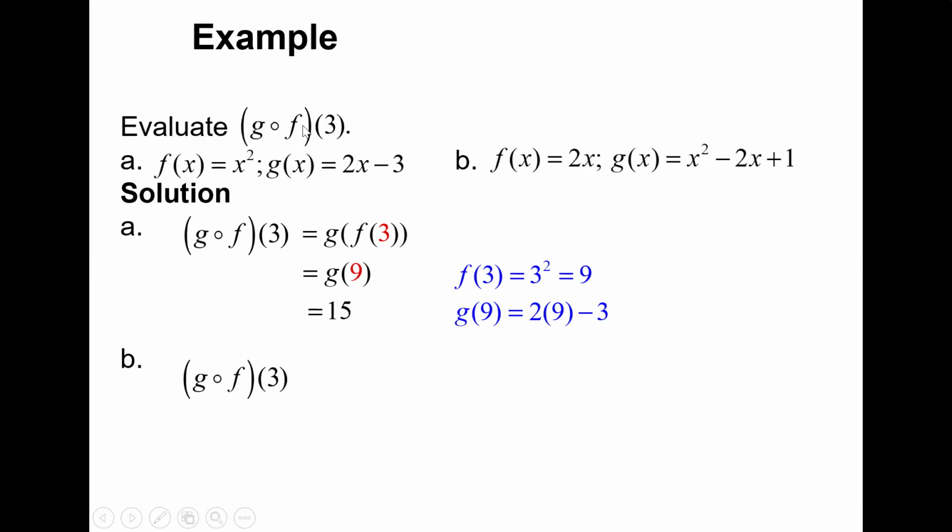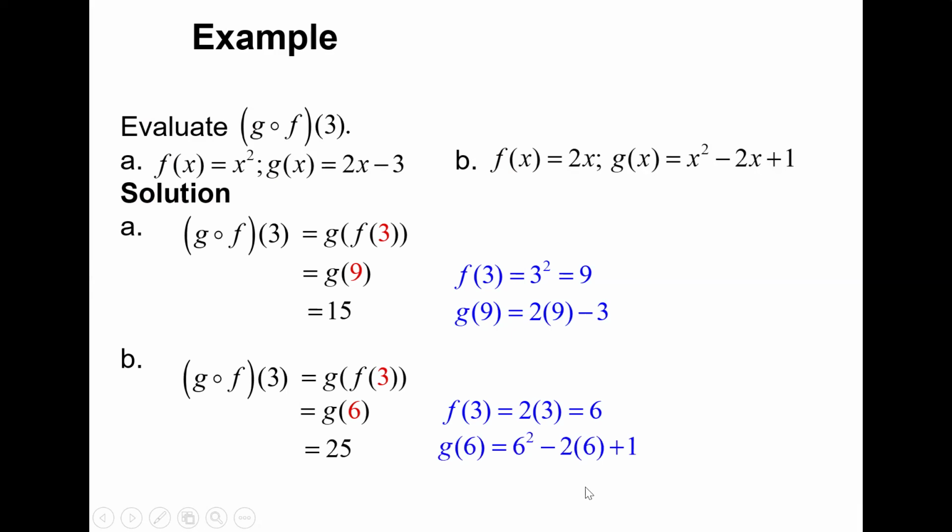You have to read which way it goes: plug the number into the closest function first, get that answer, then take that answer and plug it into the other function. So what about this one? Same thing. We plug 3 in here, which gives us 6. Then we plug 6 into g, so we have 6 squared minus 2 times 6 plus 1, and that gives us 25. Okay, so that's how we can work on those problems when we do g of f of some number.